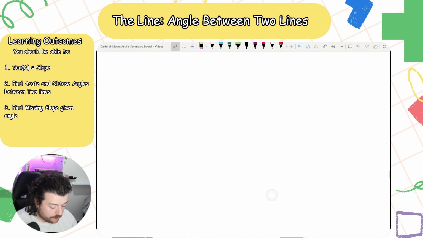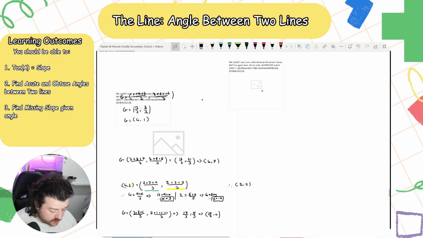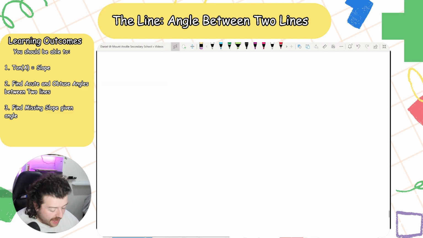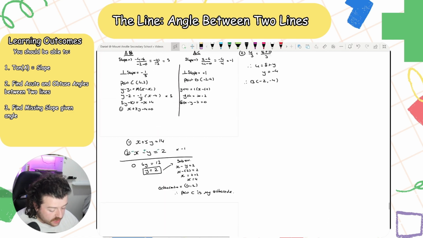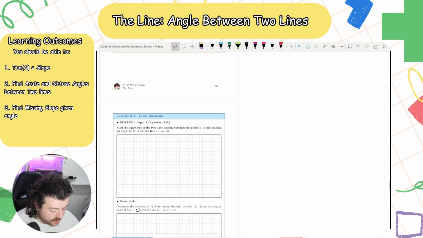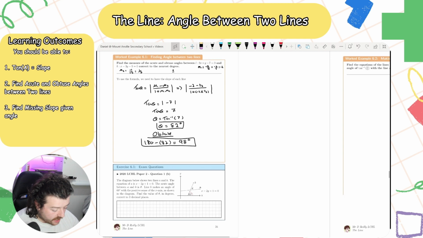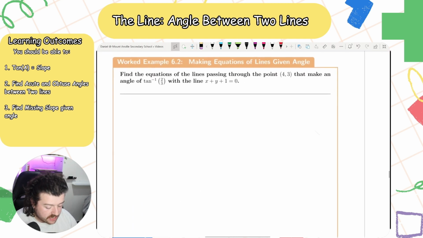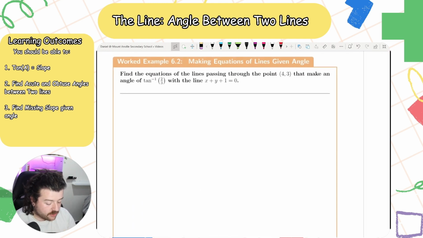This example looks at if we have the angle between the two lines, but we are looking for the slope of one line, or find the equation of another line given one of them. So what do I mean by that? Find the equation of the line passing through the point (4,3) that makes an angle of tan inverse 2/3 with the line x plus y plus 1 equals 0. So I need to find the equation of the other line.